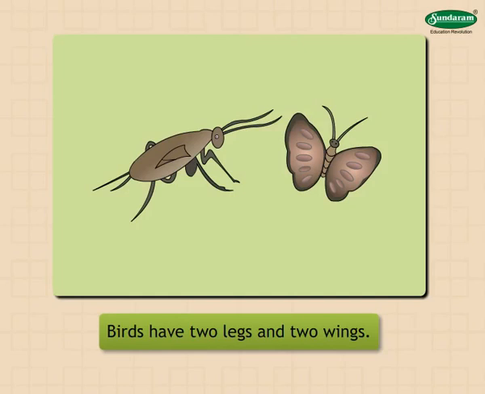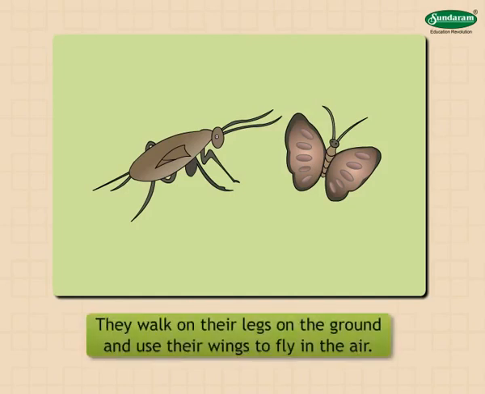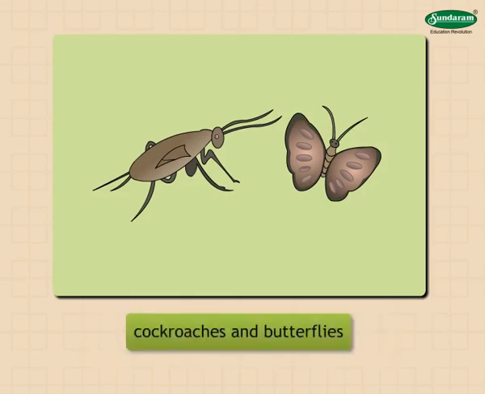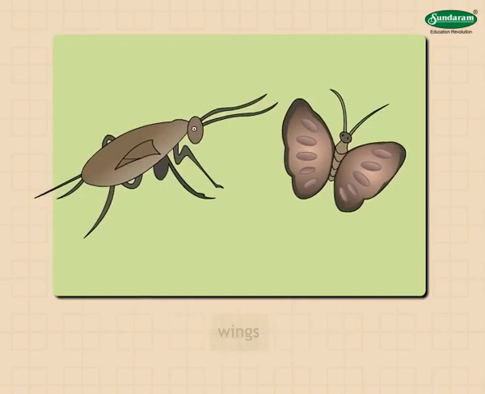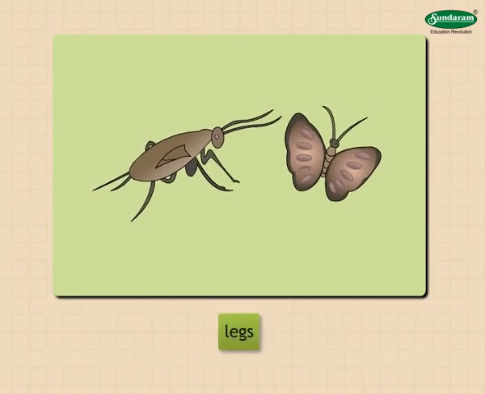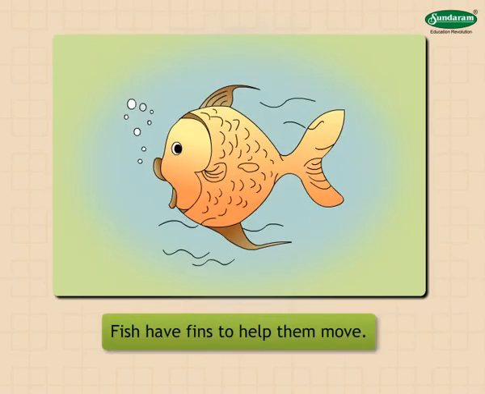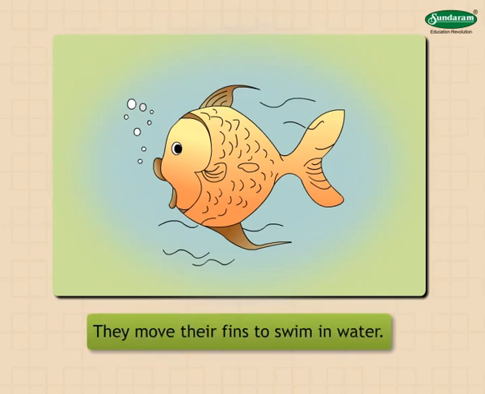Birds have 2 legs and 2 wings. They walk on their legs on the ground and use their wings to fly in the air. Some insects, like cockroaches and butterflies, have wings as well as legs. Fish have fins to help them move. They move their fins to swim in water.